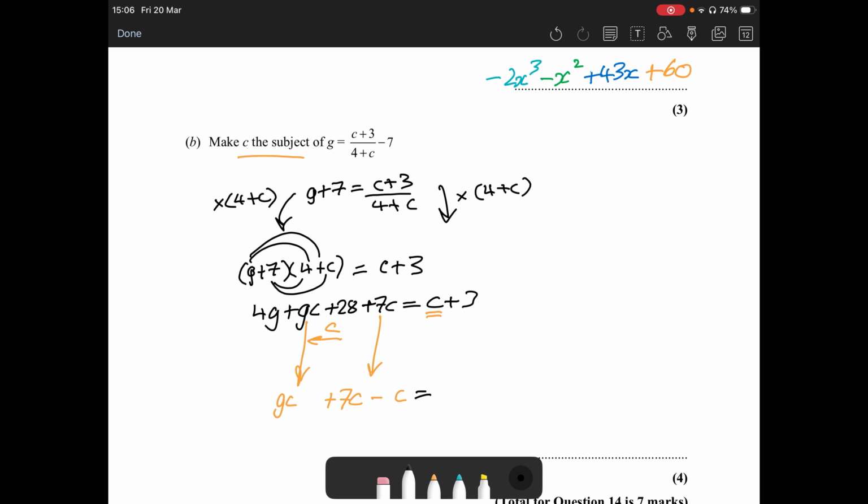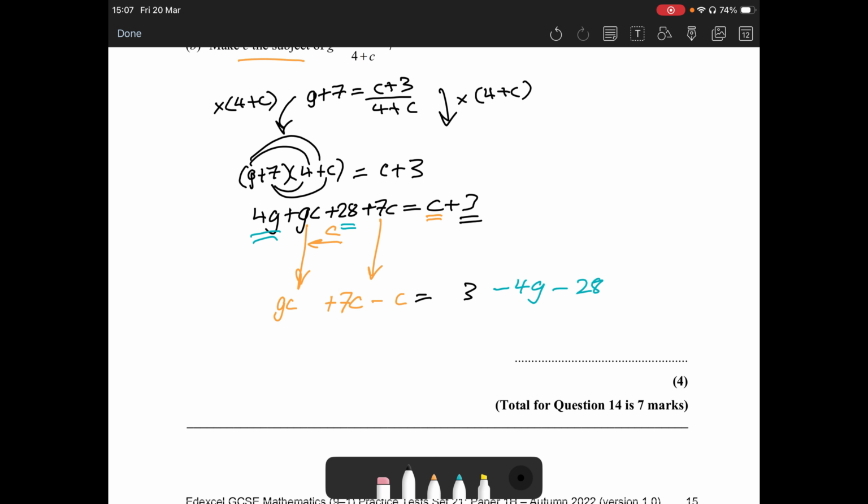And obviously, we need to move everything without a c to the other side. So your 4g is going to get turned into a minus 4g because I'm moving it to the right. Your 28, you guessed it, minus 28. And the 3 stays there, right? It's not going anywhere. It's staying on the right. So have I got, yeah, everything with the c is on the left now. Everything without c is on the other side. Okay, we can do a bit of tidying here.